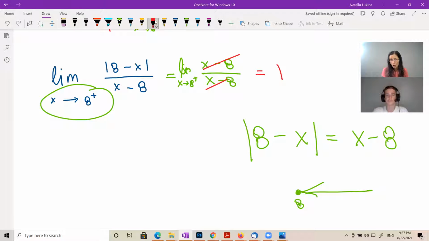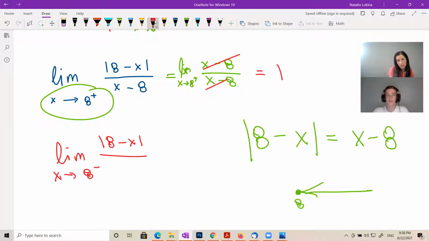That's right. So that was when x approached 8 from the right side. What if I have the same exact problem, but I will change that x approaches 8 now from the left side? What will change? An exact same problem as above. Will it still be equal to 1? No. What will it equal right now?